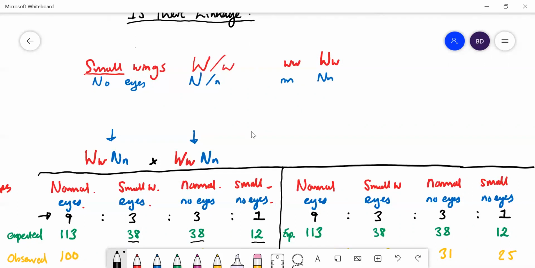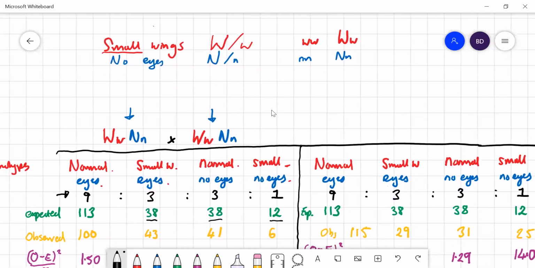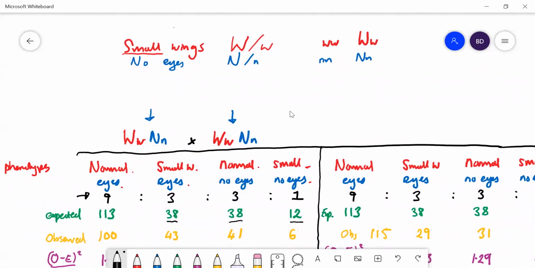Now, what we've got in the next column here is what you actually get. Okay, so this is one experiment on the left. Let's say somebody did it and got these results on the left. Now, we can see our numbers, they're a little bit out there, they're not perfect, but they look like they are probably fitting into that 9:3:3:1 ratio.